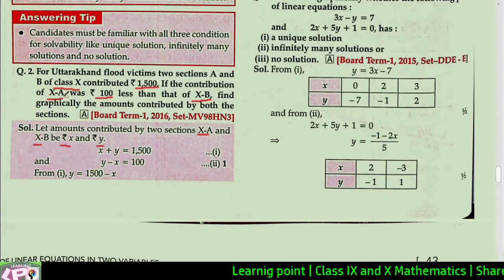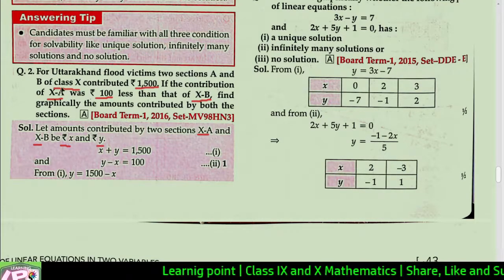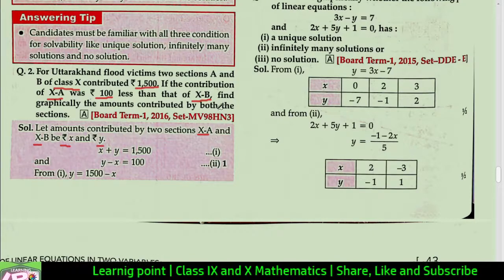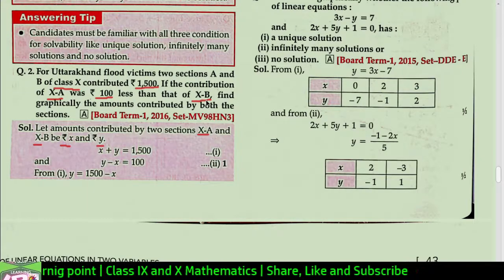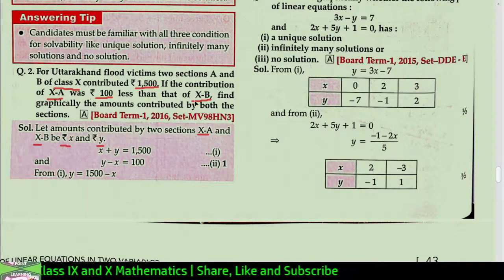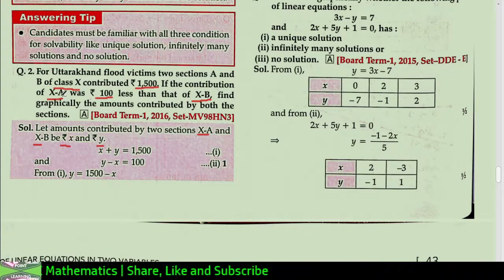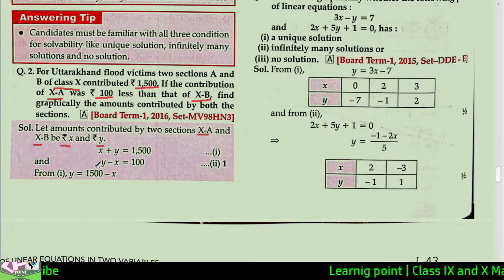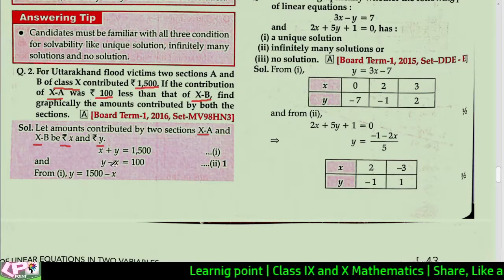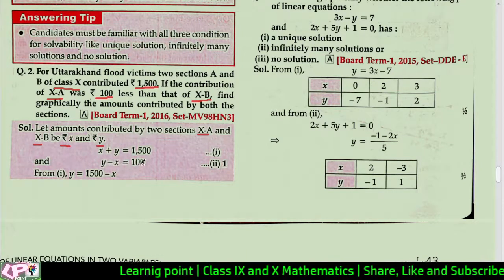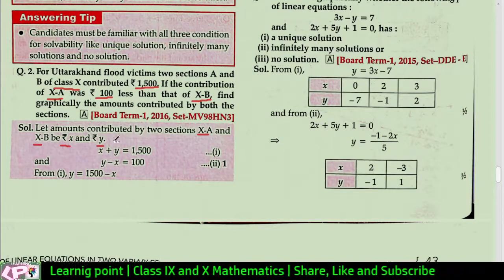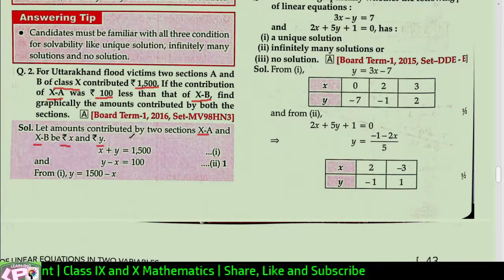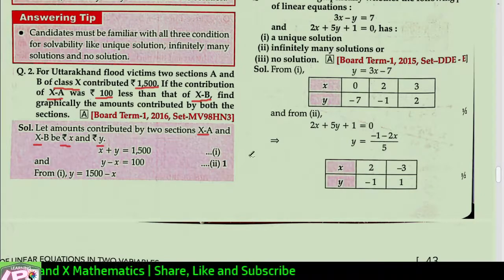And one more thing is that the amount contributed by section A is 100 less than section B. Section B contributed more and section A contributed less, and the difference between these two is 100. So y minus x is equal to 100. This means the amount contributed by section B minus the amount contributed by section A is equal to 100. This is the algebraic way of representing the given problem, and then you can draw the graph for this one.